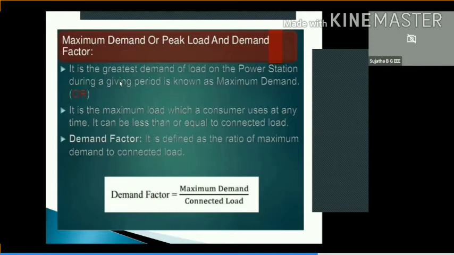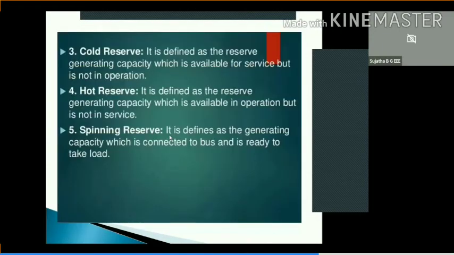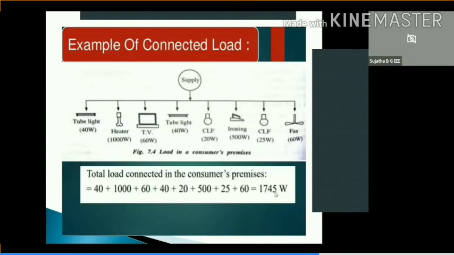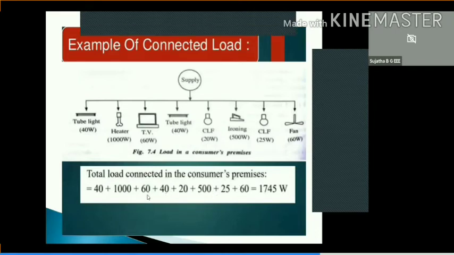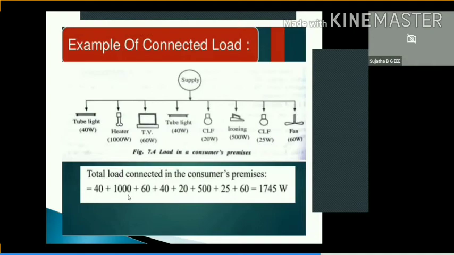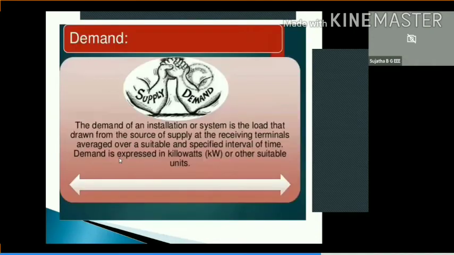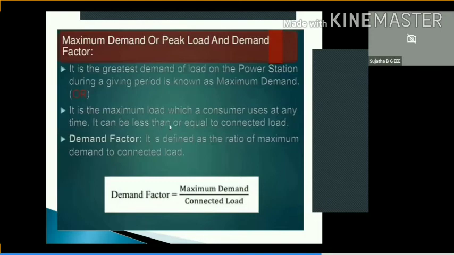See, we have understood what connected load is. It is simply the sum of the continuous ratings of all the equipments. As you have seen in the example I had given, the total load may be 1745 watts. But in a day, out of this total load, you might have used maybe some 1000 or 1040 watts. That is the maximum you have utilized, so that becomes the maximum demand. So the maximum demand can be less than or equal to the connected load. Is it clear?